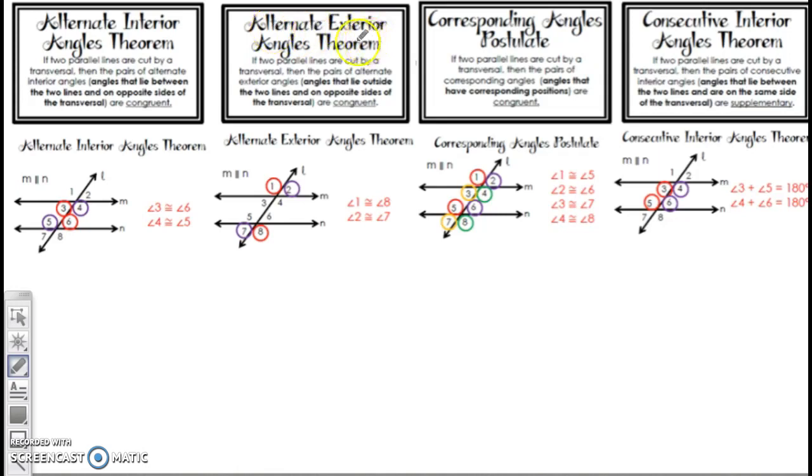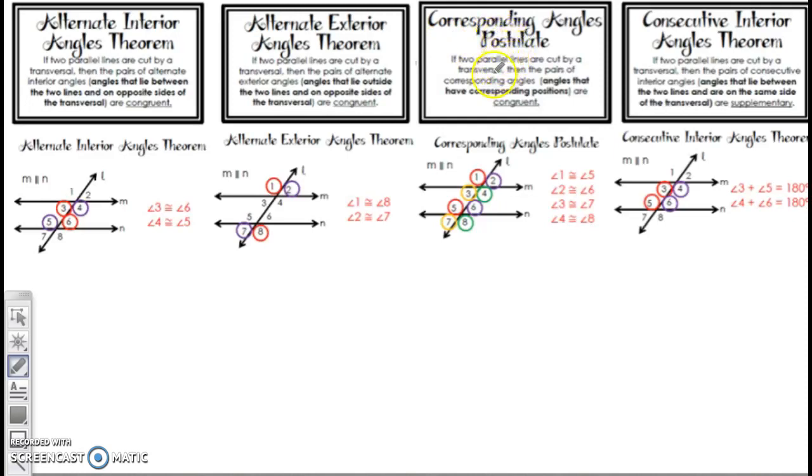For alternate exterior angles, alternate still means opposite side of the transversal, and exterior means outside the parallel lines. So for example, 1 and 8, those are on the opposite sides of the transversal, outside the parallel lines, so those are congruent. And 2 and 7 are also congruent because of alternate exterior angles.